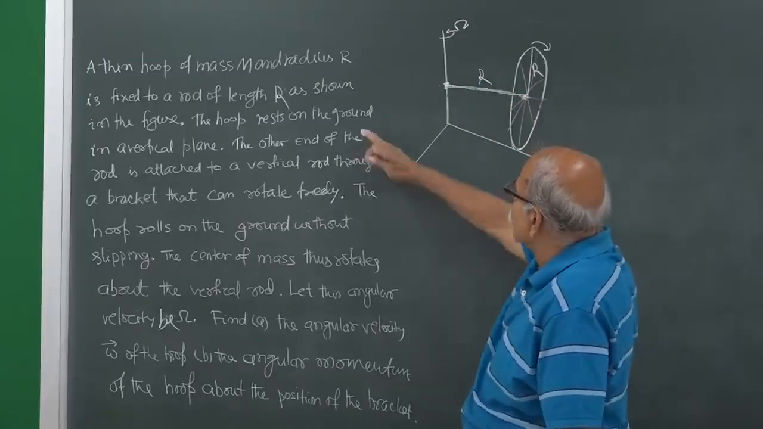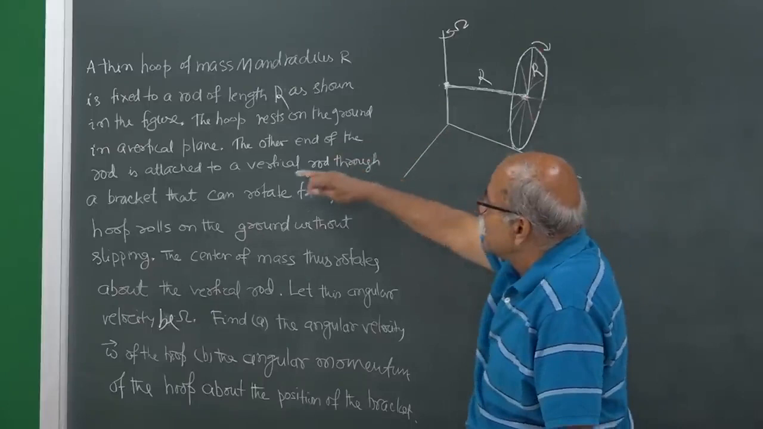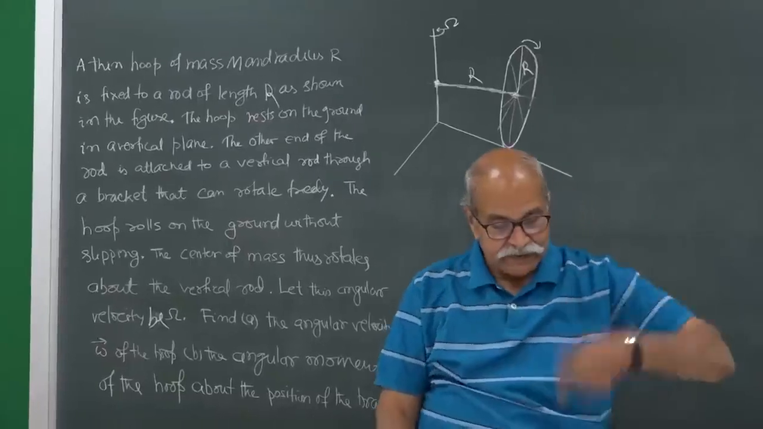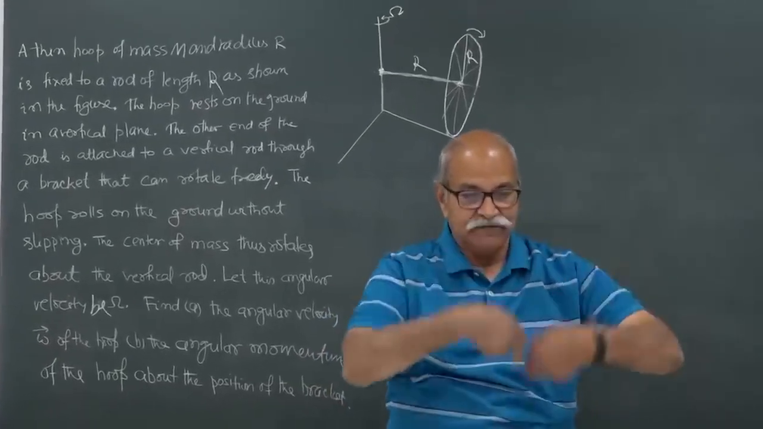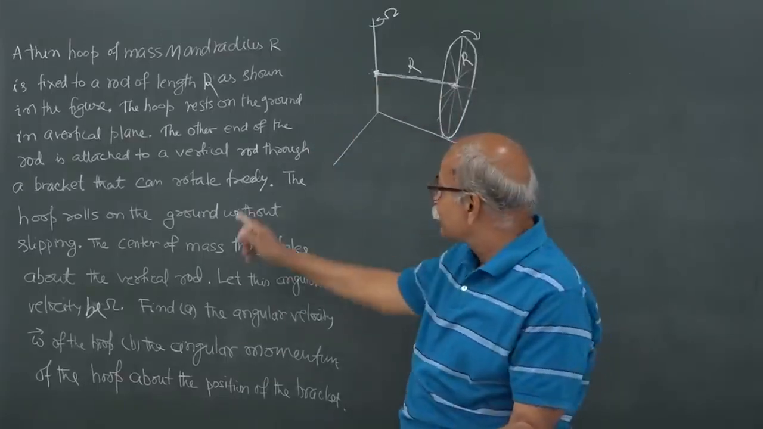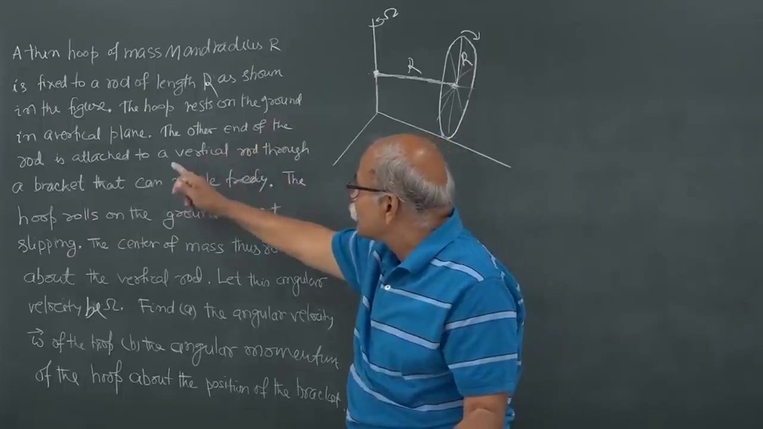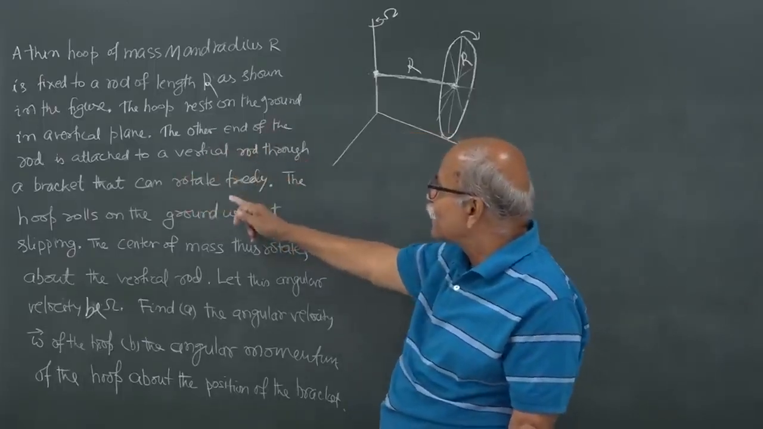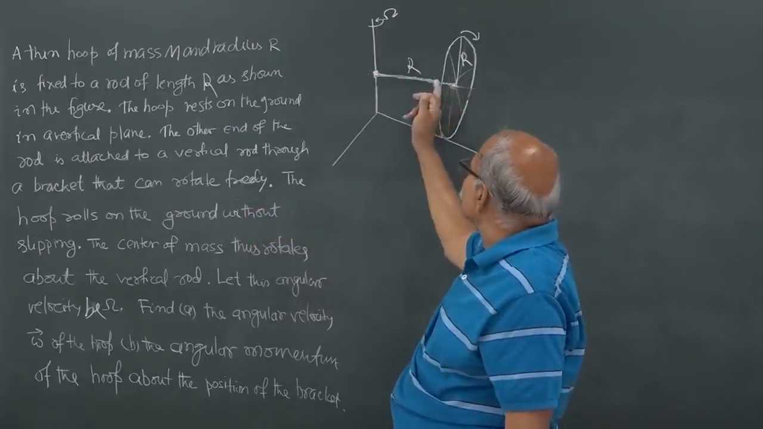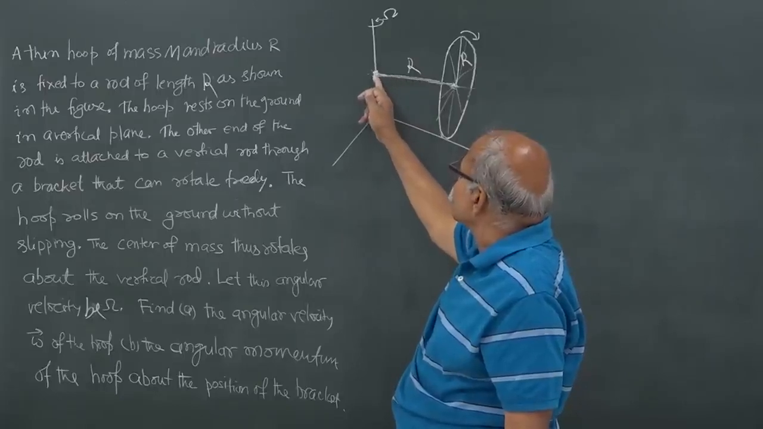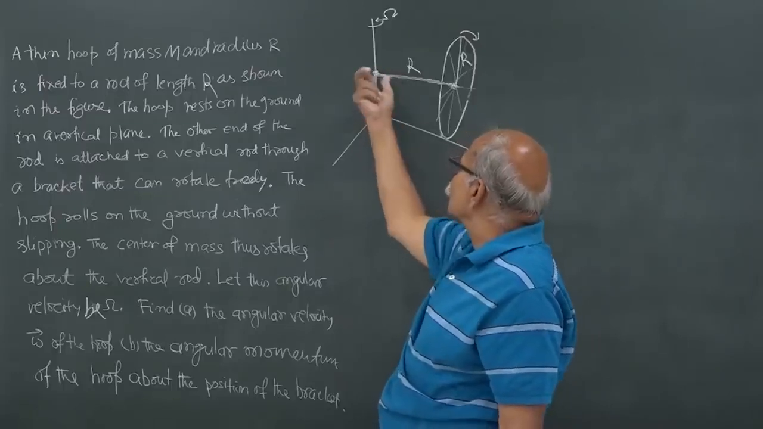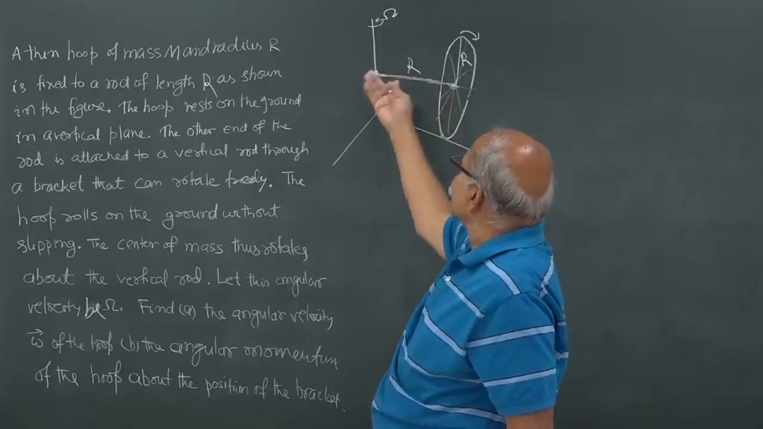The hoop rests on the ground. So, it rests on the ground and in a vertical plane. So, suppose you have a hoop here and it is placed on the ground and the hoop is vertical, okay. And then this rod is there, from the center you have a rod, and the other end of the rod is attached to a vertical rod through a bracket that can rotate freely. So, here is that vertical rod, here is the bracket, and the other end of this rod is attached to this bracket, and this rod can rotate here in this bracket. This whole bracket can rotate, and therefore, this whole thing can rotate about this line.